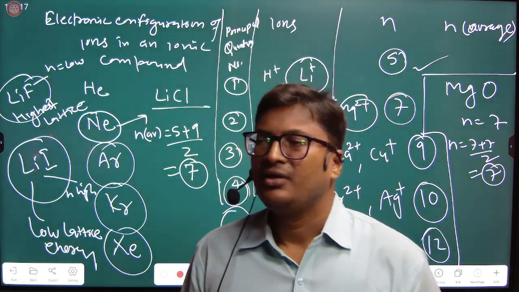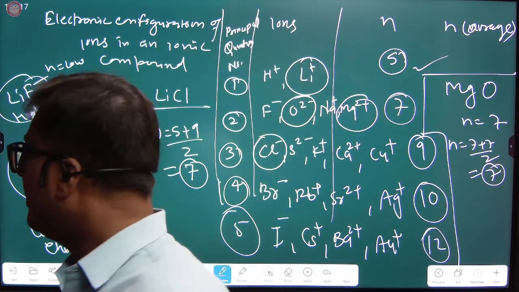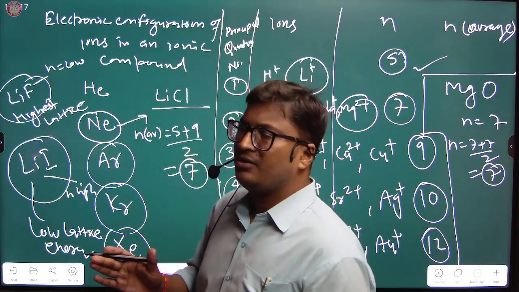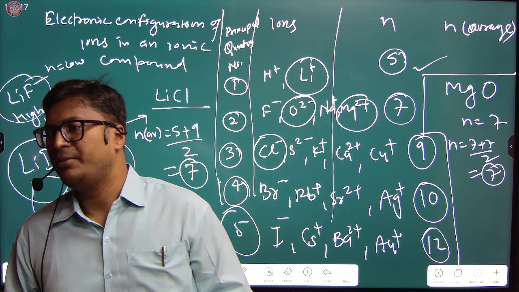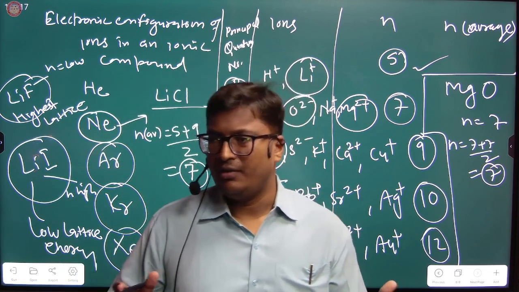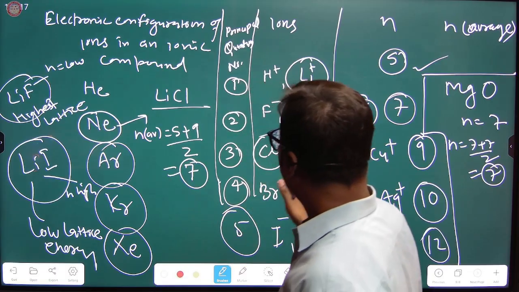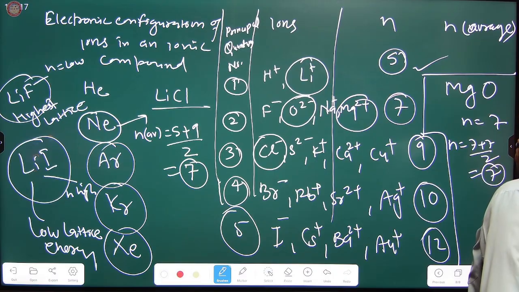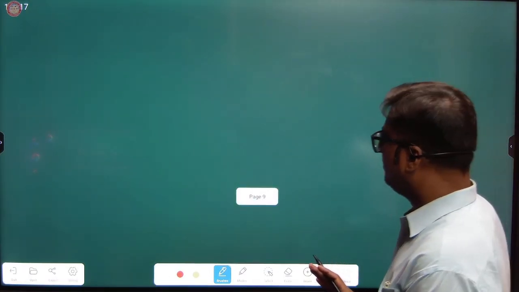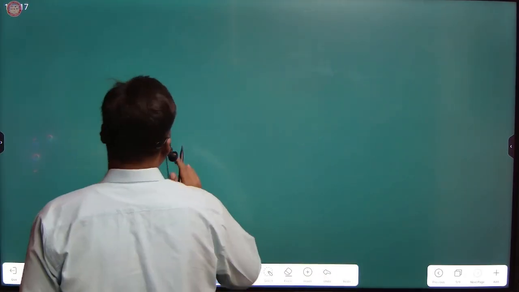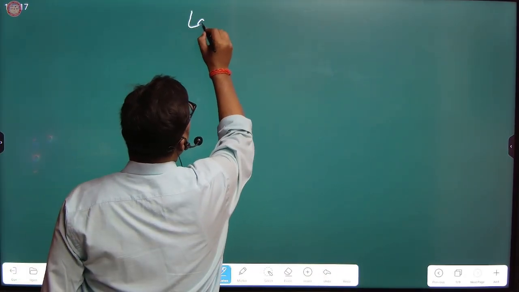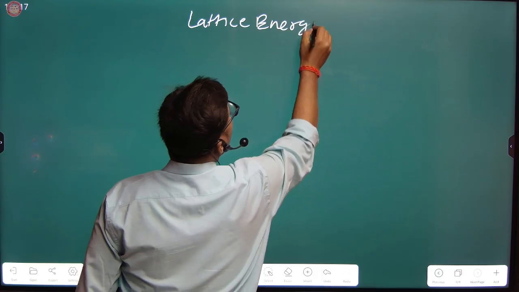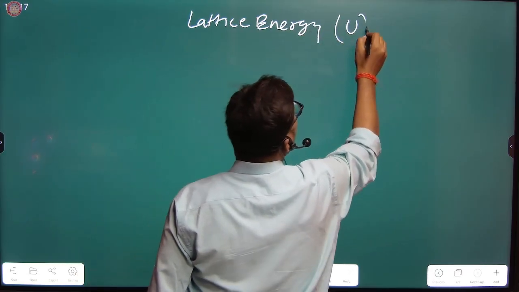So, in conclusion, lattice enthalpy depends on various parameters. We have become well aware of that in this lecture. So, what inferences are drawn from the lattice energy? Lattice energy, that is U, right?